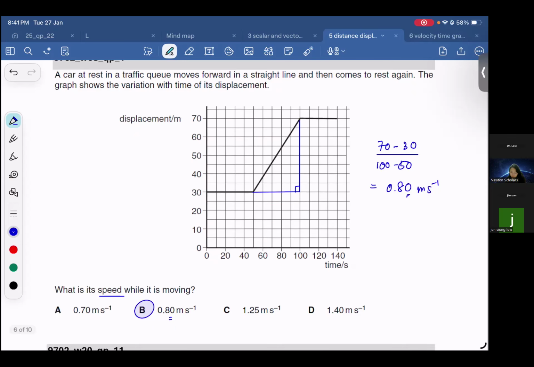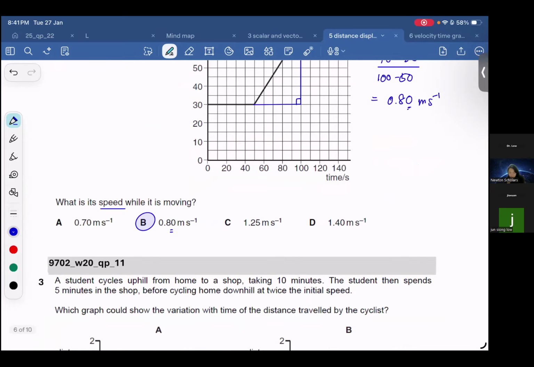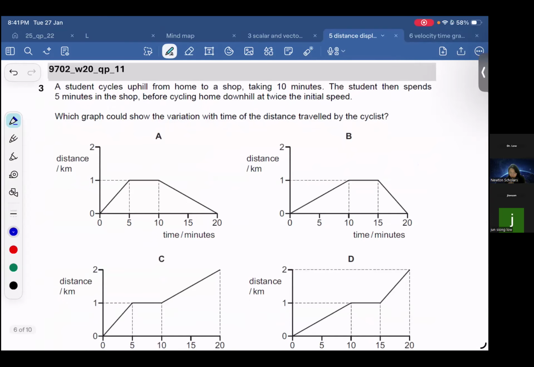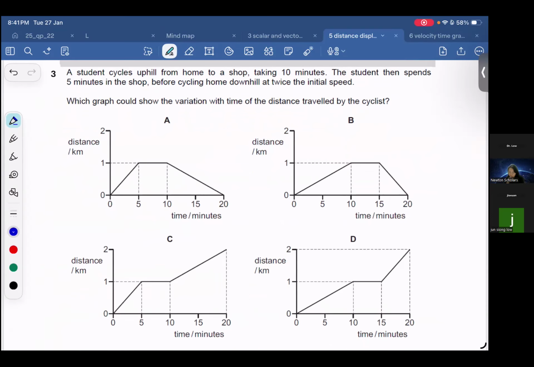Okay, Junxiong. Okay, to a shop, taking 10 minutes. The student then spends 5 minutes in the shop, before cycling home downhill at twice the initial speed. Which graph can represent this? Okay, dear, you try. Jiashen, yes, correct. Very good. We're waiting for Junxiong.